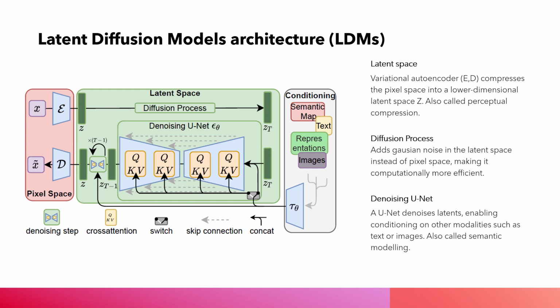Furthermore, the denoising process consists of a concatenated set of U-Nets which encode the semantic meaning of the image. Lastly, the denoising process can also be guided by conditioning the U-Nets on other modalities such as text or images, and that's where the text-to-image generation part comes in.